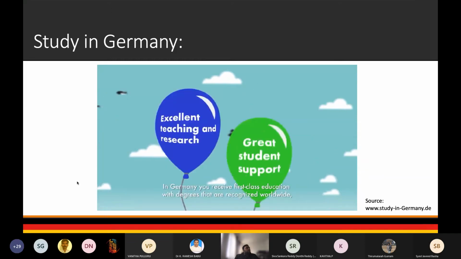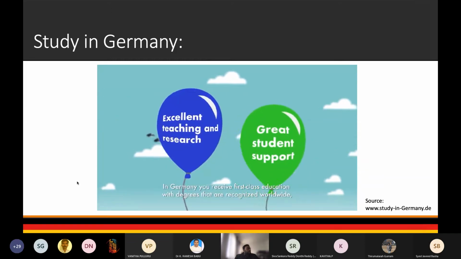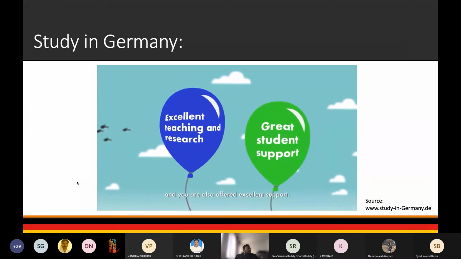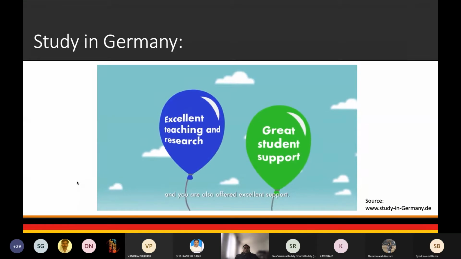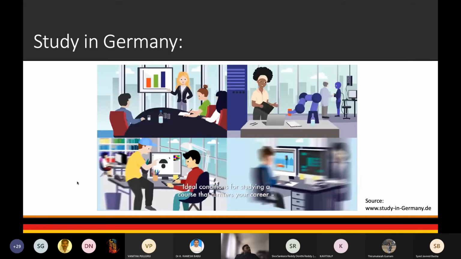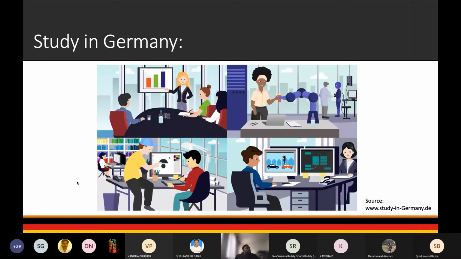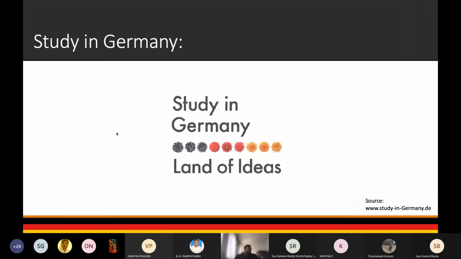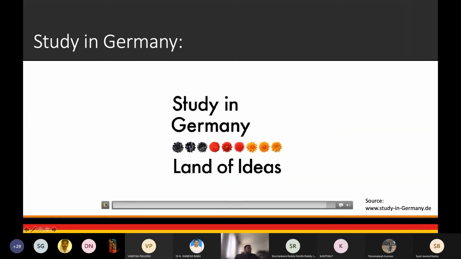In Germany, you receive first-class education with degrees that are recognized worldwide, and you are also offered excellent support. Ideal conditions for studying a course that furthers your career, whether in your home country or in Germany. So, what are you waiting for? Discover your international side. Study in Germany.